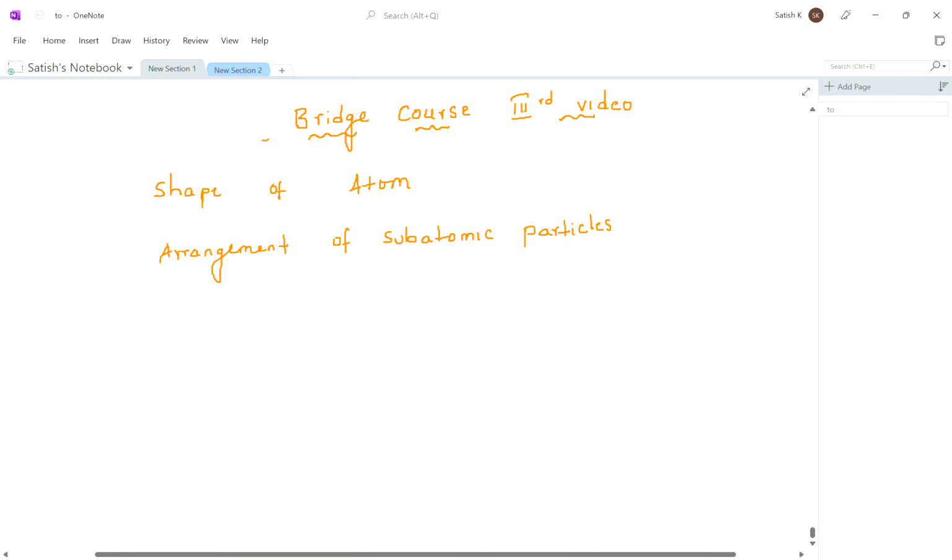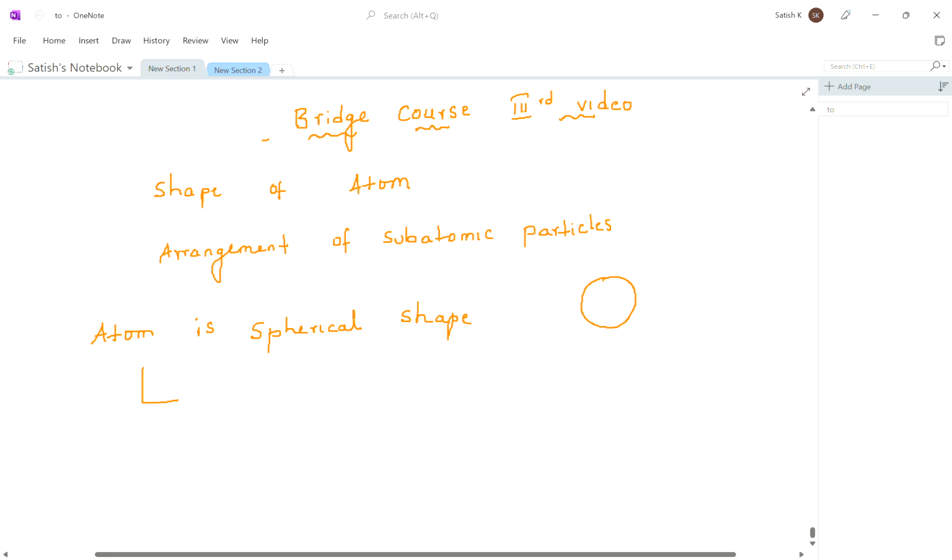What is the shape of the atom? First point. Any idea? It is spherical shape. Atom is in spherical shape. Spherical shape, point 1. Now the second point here: atom is spherical shape.